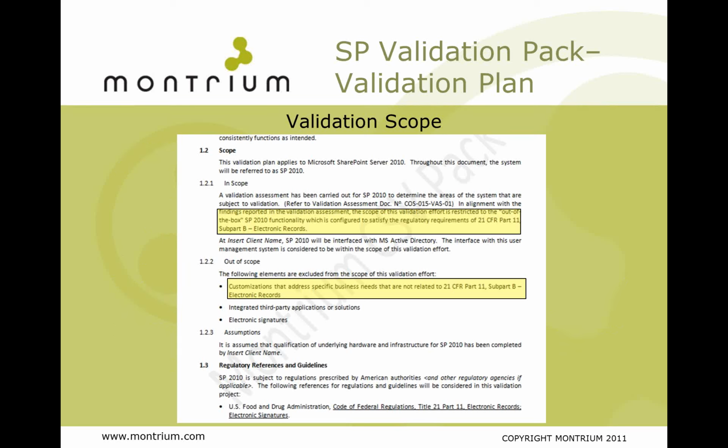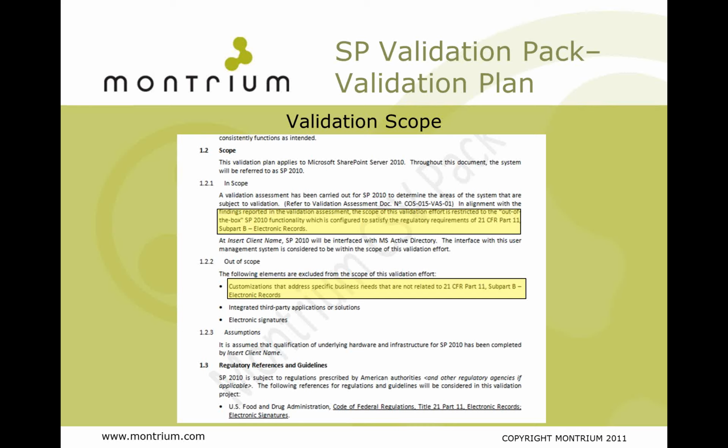So we can see in our scope that we're saying that the scope of the validation effort is restricted to the out-of-the-box SharePoint 2010 functionality, which is configured to satisfy the regulatory requirements of 21 CFR Part 11, Subpart B, electronic records. And so that's all we're doing here. Any other applications that sit on top of this that also manage regulated activities would have their own set of validation documents, as you saw earlier on in that three-step process.